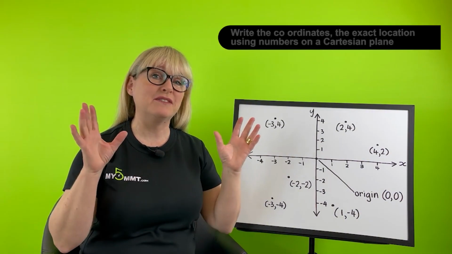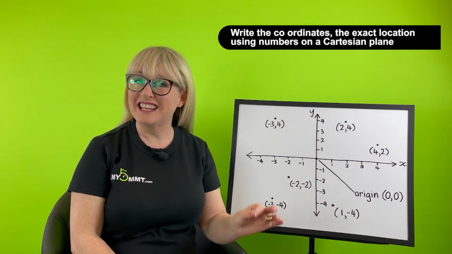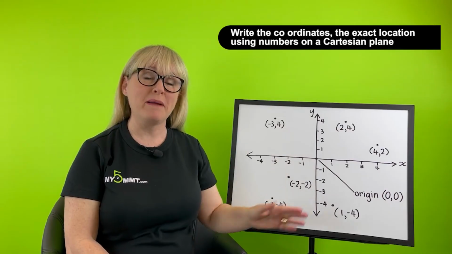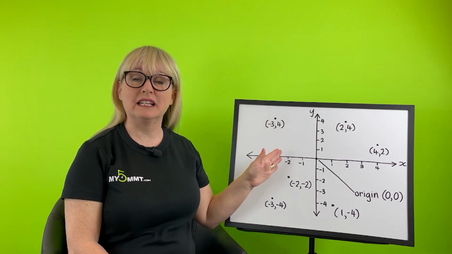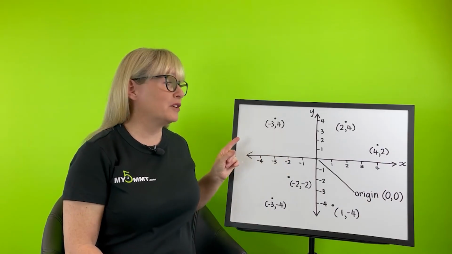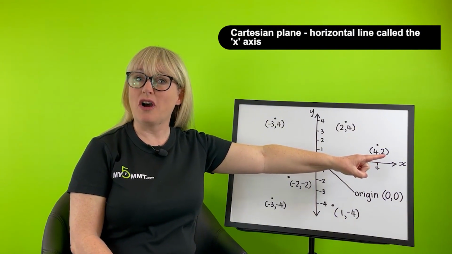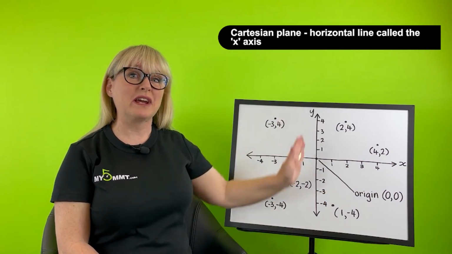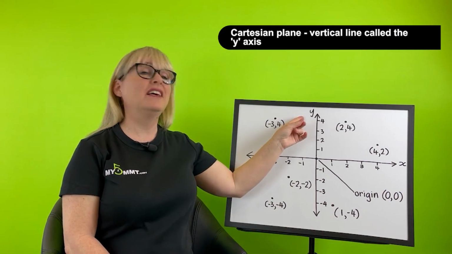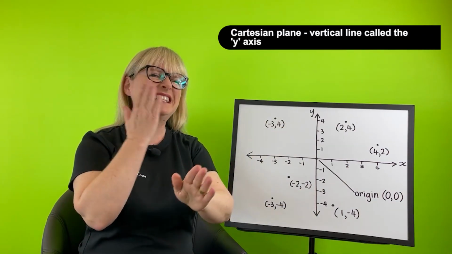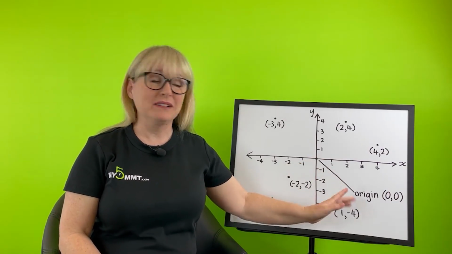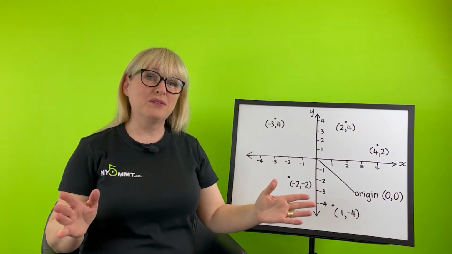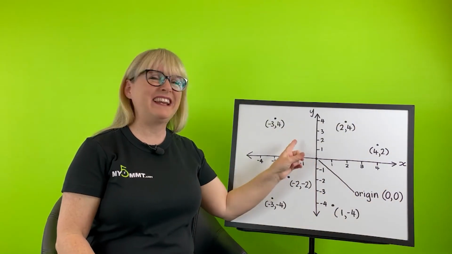We're going to be able to even write the coordinates, which is the exact location using numbers from our Cartesian plane. Well, what is a Cartesian plane, you might be asking? We're going to have a look at it now. It's basically two lines. We've got a line that's going straight across. That's a horizontal line, and we call it the x-axis. We've got another line that goes straight up and down, the vertical line, and we call that the y-axis. Well, they meet exactly in the middle, and that's here, and we call that the origin. We label it as 0, 0, and that's because we haven't gone anywhere yet. We're right in the middle.